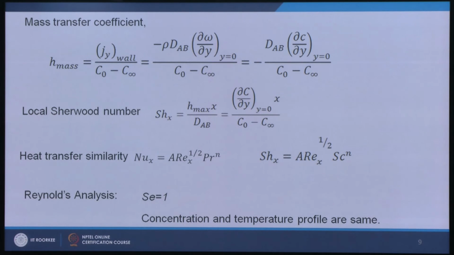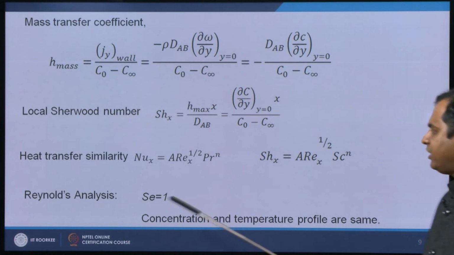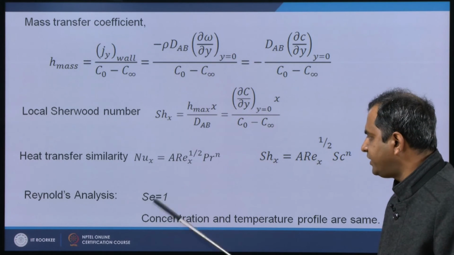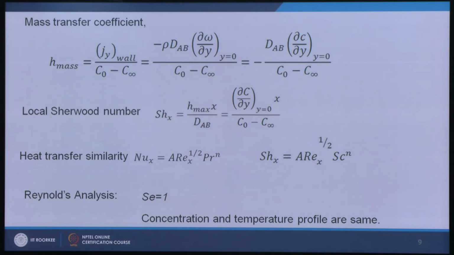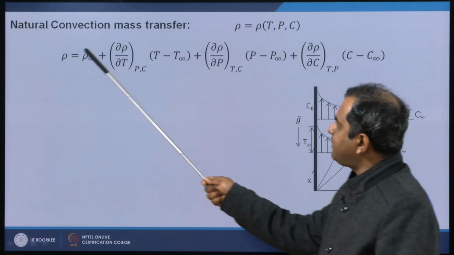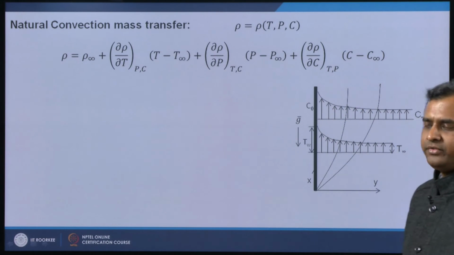If you go for Reynolds analogy, then this Schmidt number, Sc, can be written equal to 1. Then the concentration and temperature profiles will look analogous, or the same, in the case of Schmidt number equals 1. Then let us see another dimension, which is natural convection driven mass transfer.